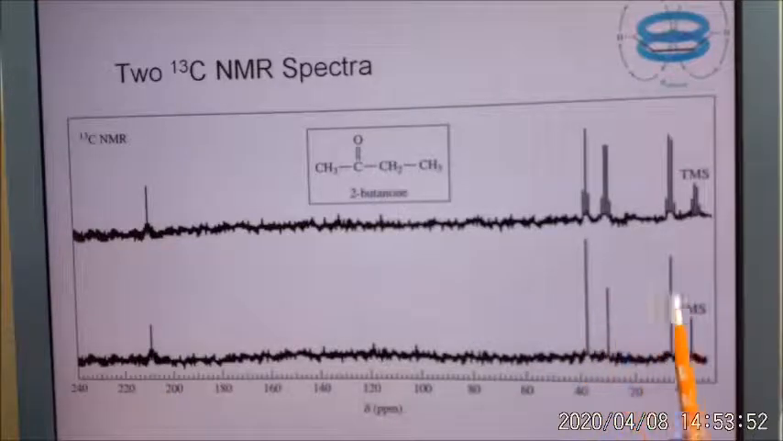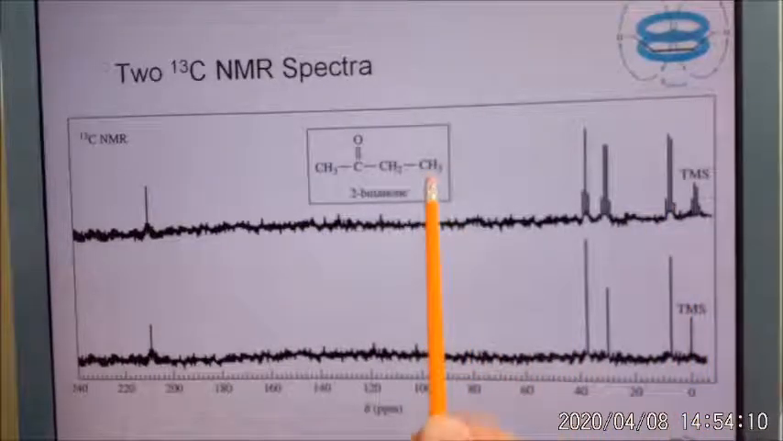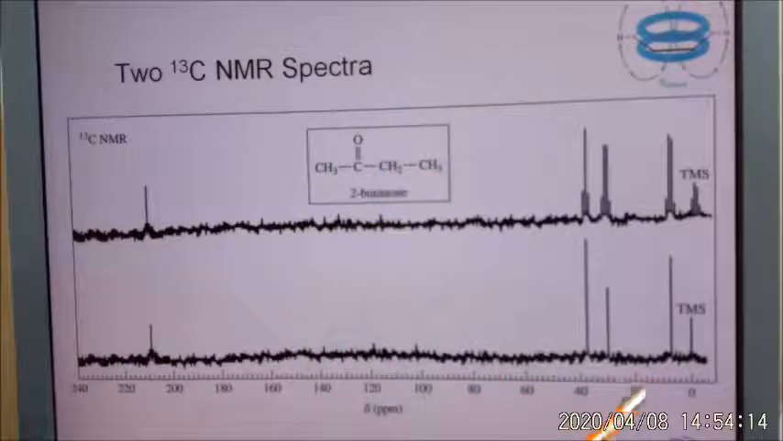I have 1, 2, 3 other types of carbons. Now, this one being at about 8 ppm, we know it's got to be just like a regular alkyl group. And we know it's a CH3. It's got to be this one. It's not next to any electronegative group.